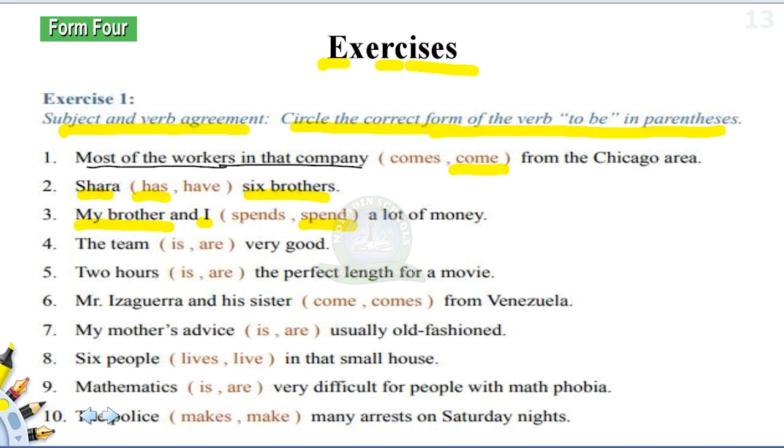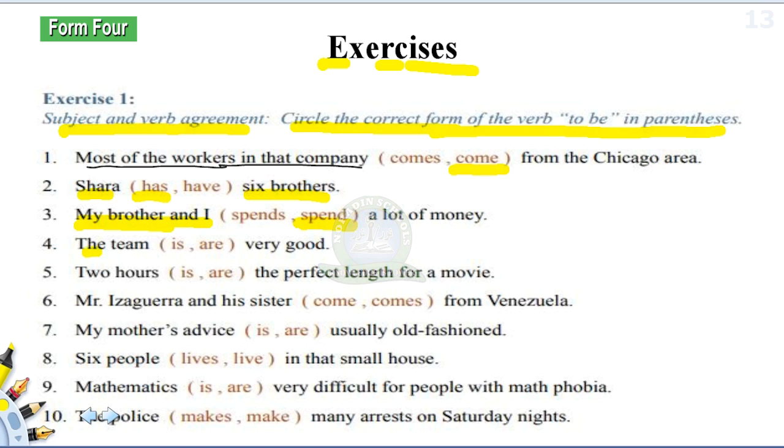My brother and I is a plural subject, so we're going to use spend, a plural verb. If the verb has s, it's singular. Remember, it is, helps, they are singular. But if the verb doesn't have s, it's plural. So we're going to use a plural verb. My brother and I spend a lot of money.